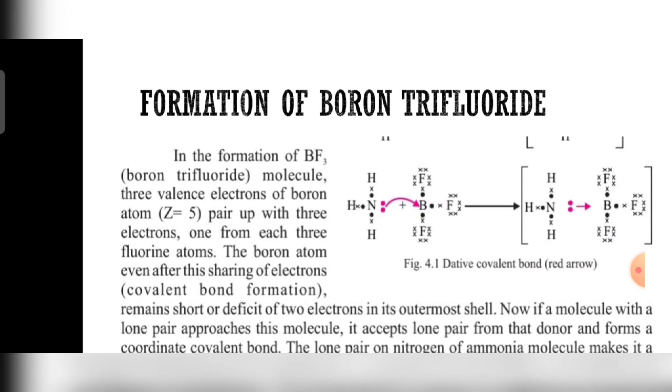The existence of a lone pair in any molecule makes it a good donor, because it has an extra electron and it will donate its extra electron to any molecule with a deficiency of electrons. In this way they will form a coordinate covalent bond, and they will form a complex and stable molecule.